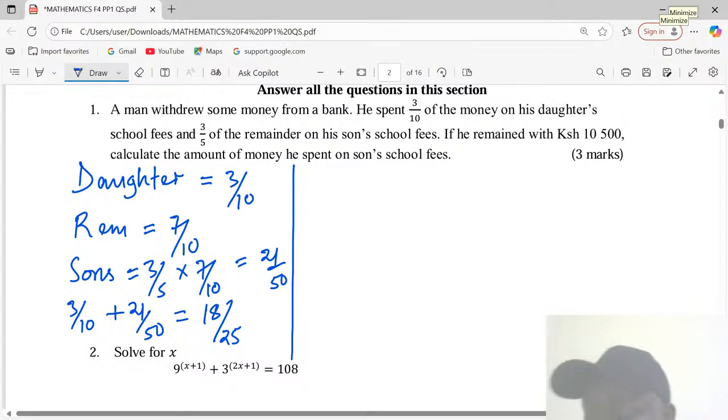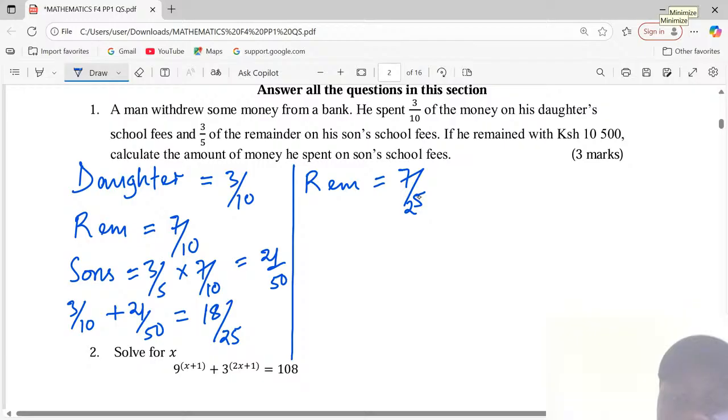So how many proportions have not been spent so far? 7 out of 25. The very final remainder is 7 over 25. So we will say now this remainder is the one which is equal to 10,500. So 7 out of 25 is a fraction which is equal to 10,500 Kenya shillings. So what are we calculating now?